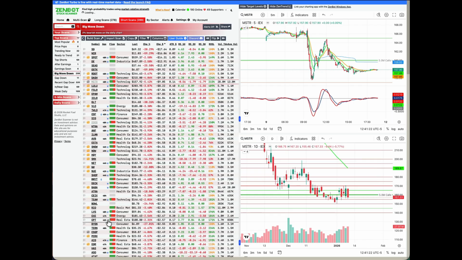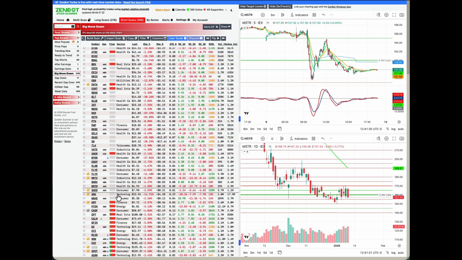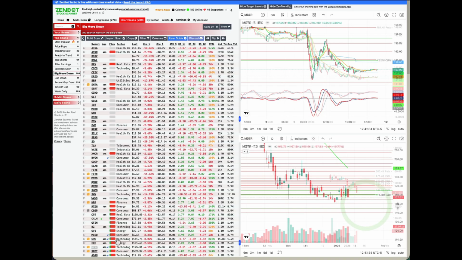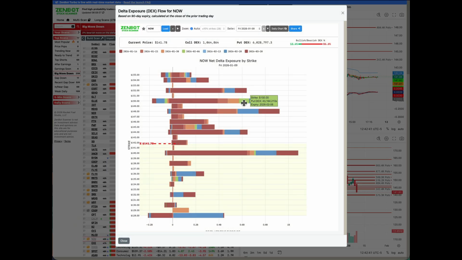Let's take another look. Let's take a peek at one that has a lot more bearish outlook. So if we sort this by options flow and jump into one of these here. All right, so here is NOW. Take a look at NOW. And NOW has a clear bearish options flow. We can see in the options chart that there are puts all above pushing down on the price.